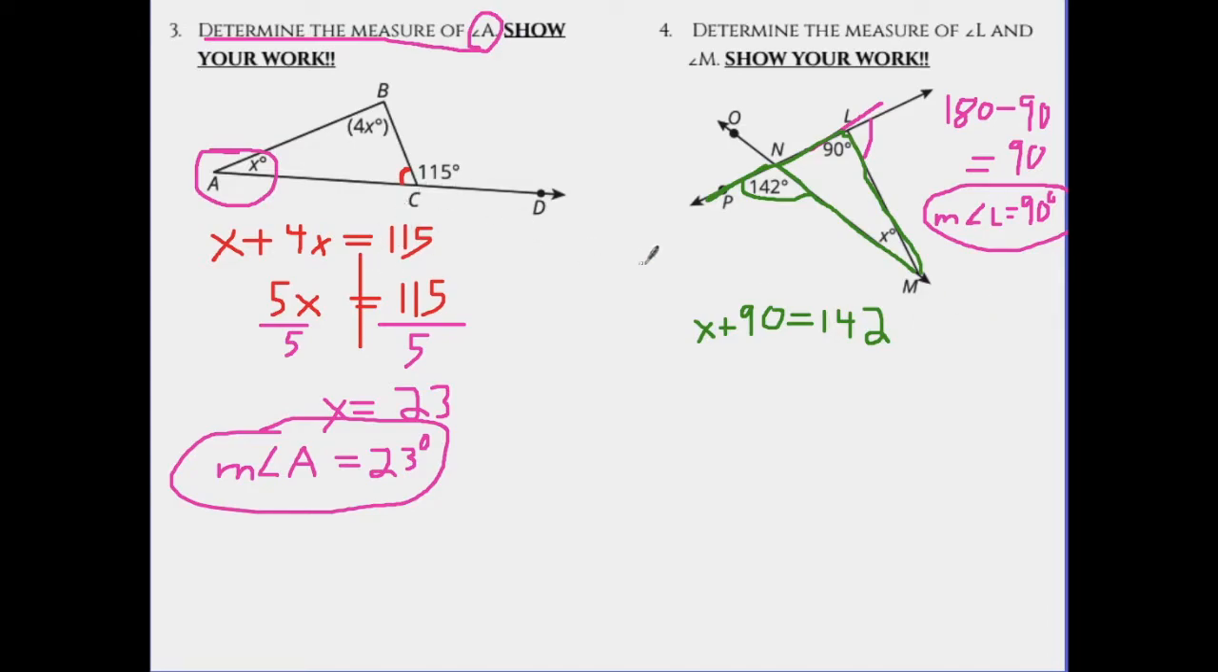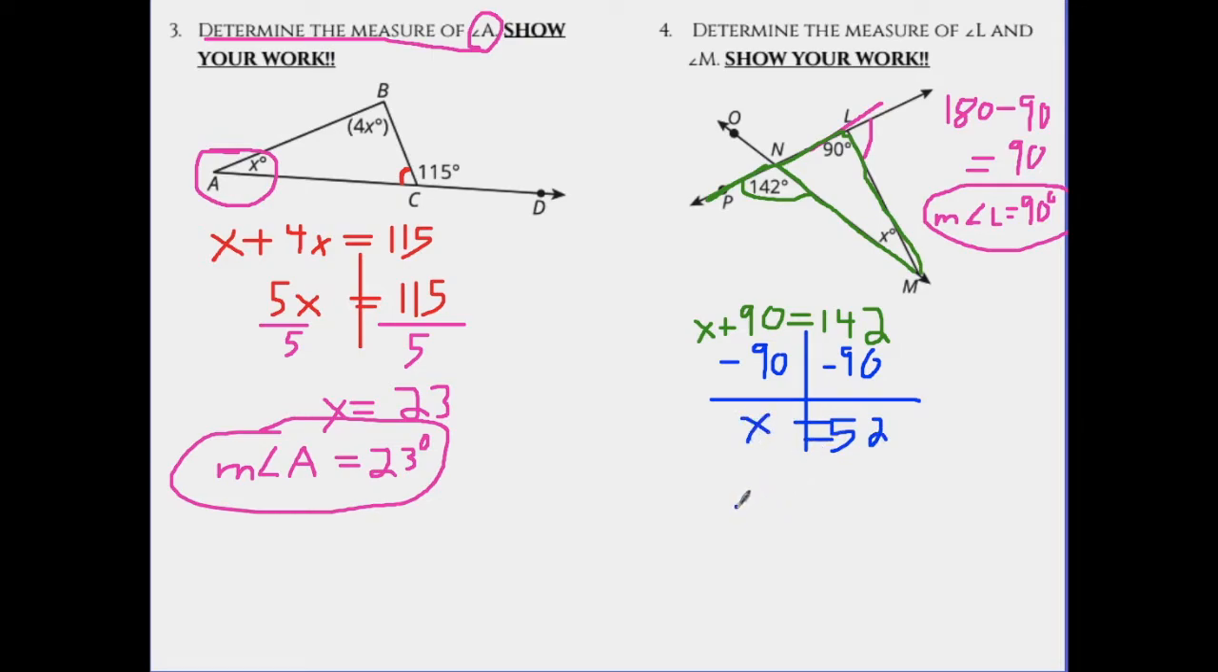Just to make it look like number 3 was, you can definitely do that. All right, so a little bit of algebra here. Do the opposite that we see. Opposite of that is minus 90. And we should get 52 here.